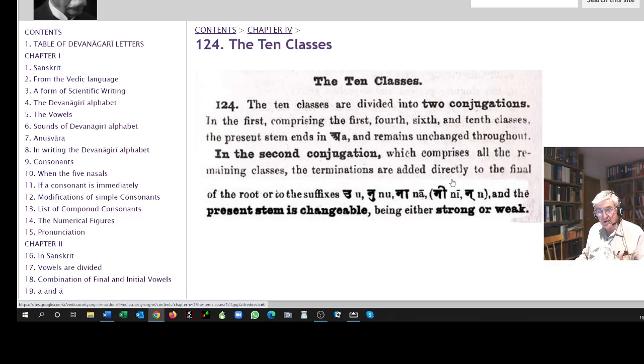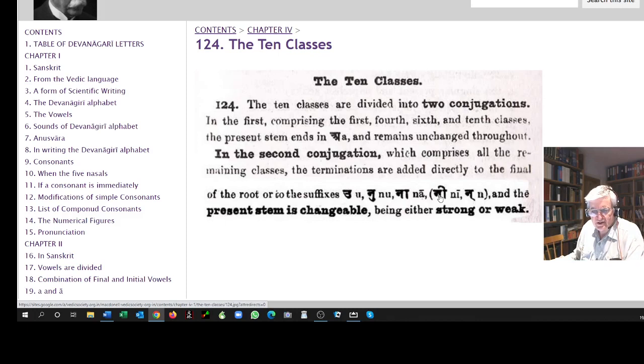That's where the endings are added directly onto the root, or there's an infix, or there's a suffix to the root, or what I call infix to the entire word. Like, for example, in the kri, to buy, it's not krimi or kriami, it's krinami, and so on. And the tan, to stretch, it's not tanami or tanati, it's tanoti. This o is inserted.